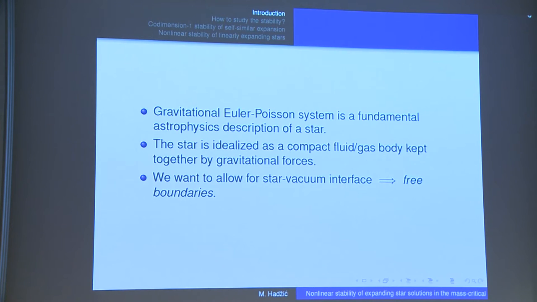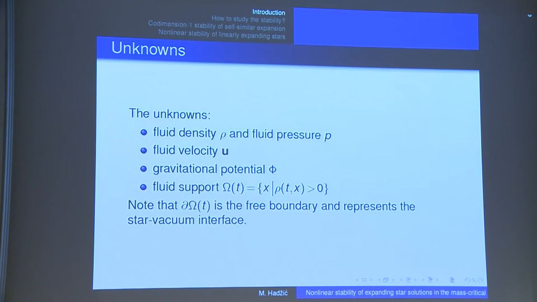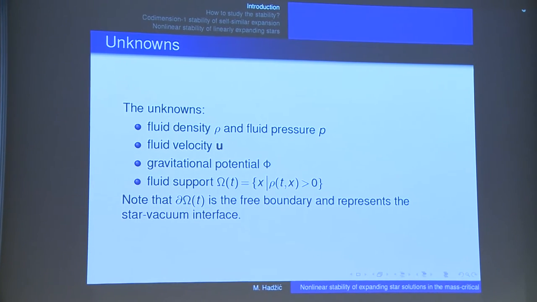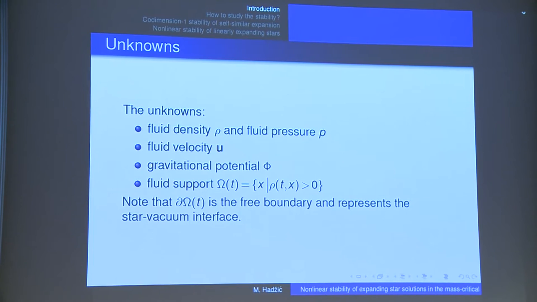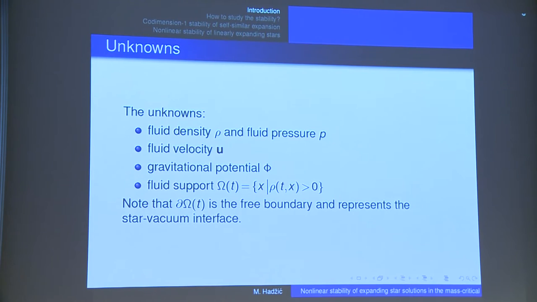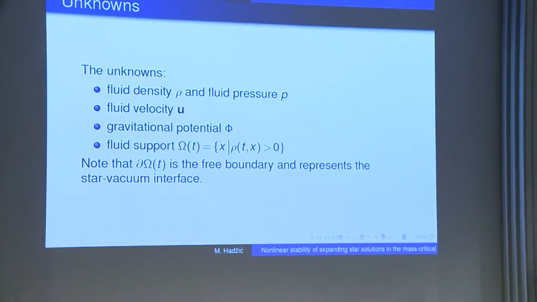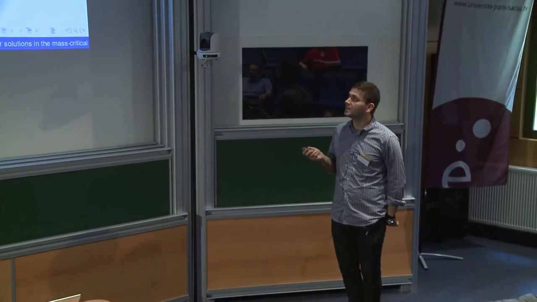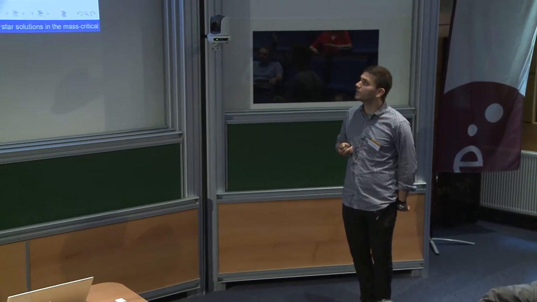So what is the model? First I'll tell you the unknowns. The first three are unsurprising, and you're used to them: the fluid density rho and the pressure p, the velocity field u, and the gravitational field phi that you need to couple to the Euler equations. The further unknown is the support of the fluid, because we are trying to treat a free boundary problem.